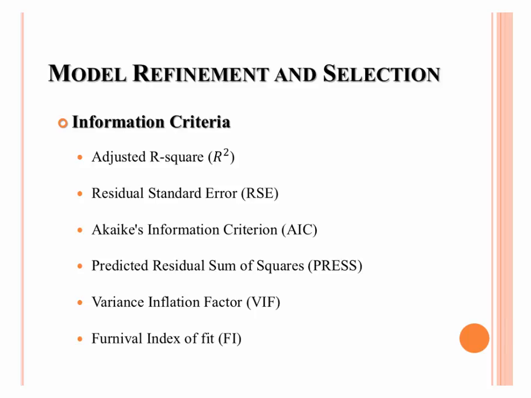All of these models were evaluated with 6 information criteria. Many people say, okay, you can use only 2 or 3 of these information criteria, but we want to be very strict with the criteria to be sure that these results are very accurate. We use adjusted R-squared, the residual standard error, Akaike information criterion, predicted residual sum of squares, variance inflation factor, and the Furnival index.